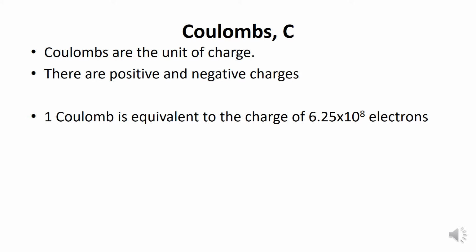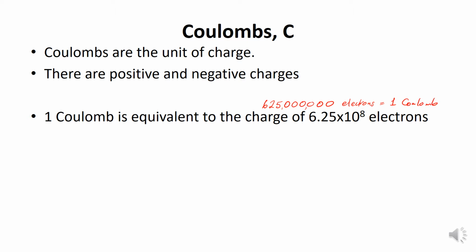and 1 coulomb is equivalent to the charge of 6.25 by 10 to the power of 18 electrons. Now, what's that? It's a really large number. Okay, so let's see. 6, and I'm going to move the decimal point 18 times, so that I multiply by 10 18 times. So this is 1, 2, 3, 4, 5, 6, 7, 8. So that's 625 million electrons that have the charge that's the same as 1 coulomb.